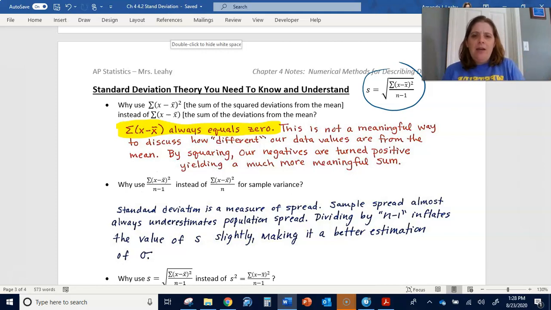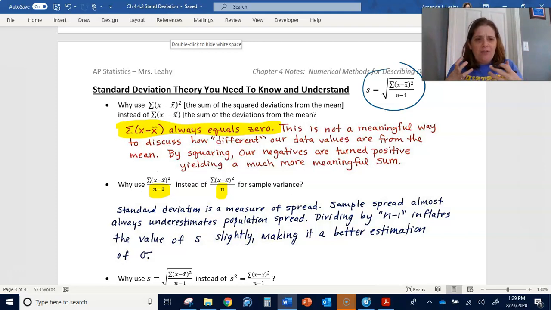Okay, why do we use the n-1 instead of the n for sample variance? Or in other words, why are we dividing by n-1 to find an average? Because for an average, you add them up and divide by how many there are. That's how it always works. So that's how it works for an average. Why is that not how we're dealing with the standard deviation? Why are we not dividing by n instead of n-1?